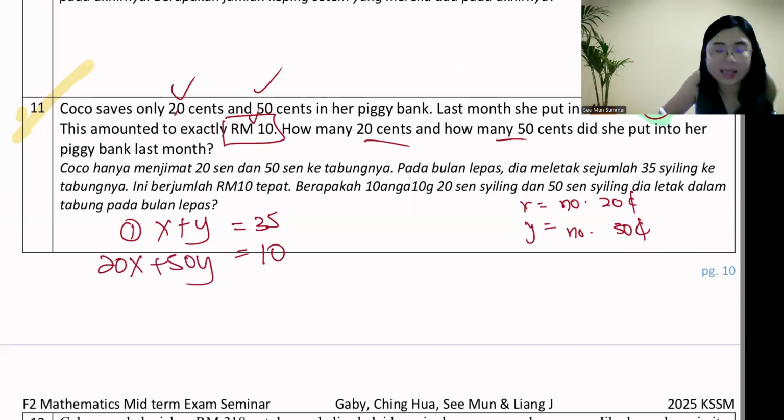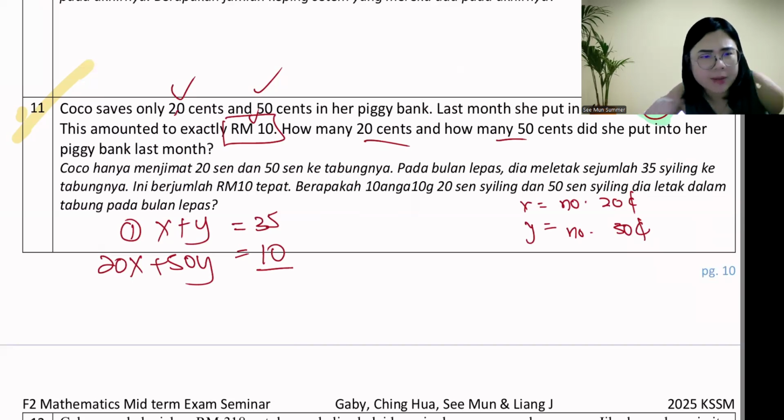Because 20 is the number of 20 cents, so the number of 20 cents times 20, correct? And then y is 50 cents times the number of 50 cents. But at the end, I put 10. Am I right or wrong? You understand this part? Yeah, correct.